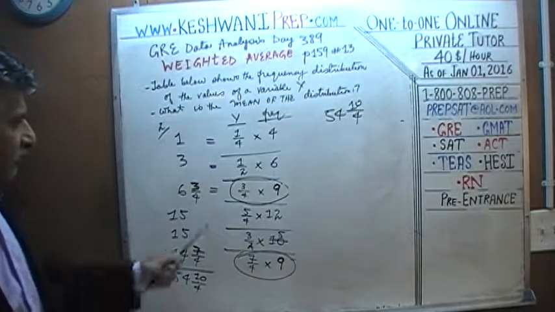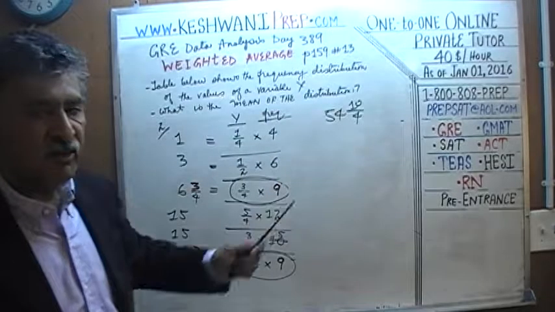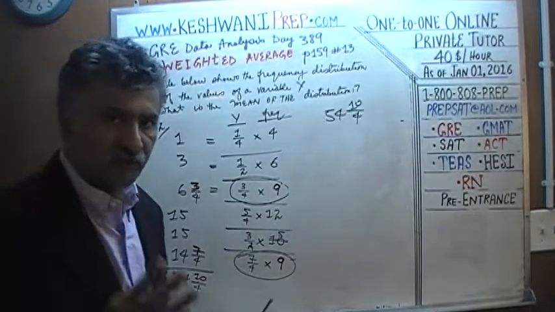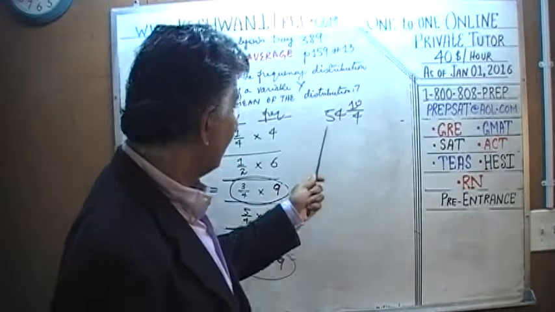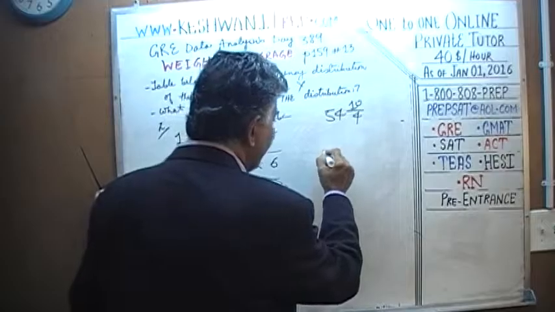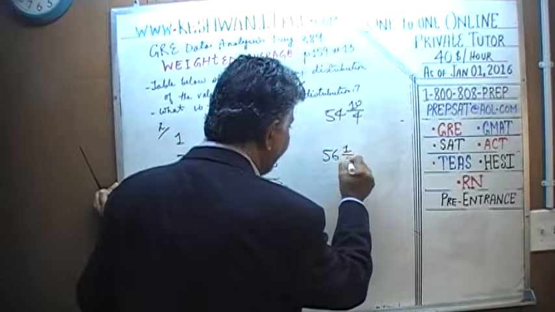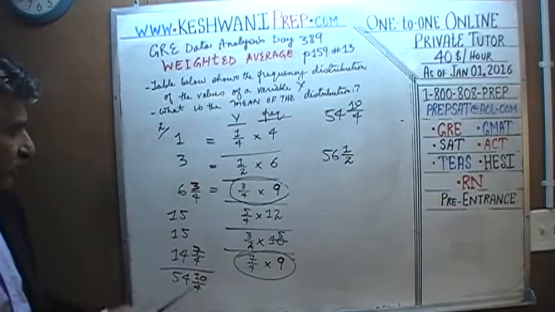Right here was the sum of all the x's. But 10 quarters is the same as 2.5. 4 quarters are 1, 8 quarters are 2, and 10 quarters are going to be 2.5. So this 54 and 10 quarters is the same as 56.5. Now that is the sum of all the x's.